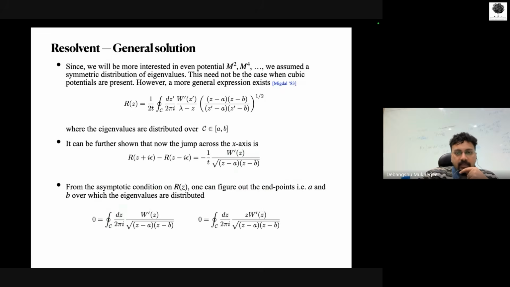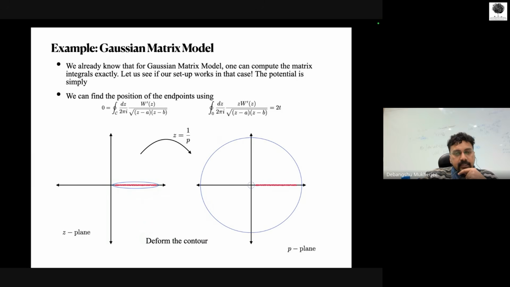Okay. So having set up all this machinery, let us explicitly apply it to a particular model, namely the Gaussian matrix model. We already know that for the Gaussian matrix model, one can compute the matrix integrals exactly. There is absolutely no ambiguity about it. It's simply e to the power trace of M squared integrated over all possible configurations of M. What we are going to test is whether our setup works in this case. So our potential, sorry about the typo, is just going to be trace of M squared.